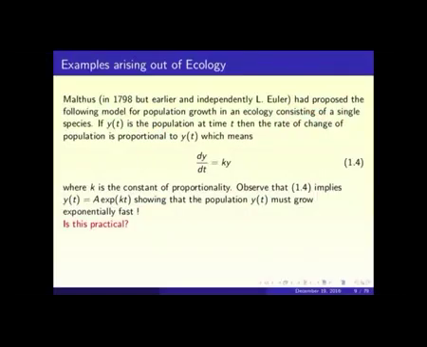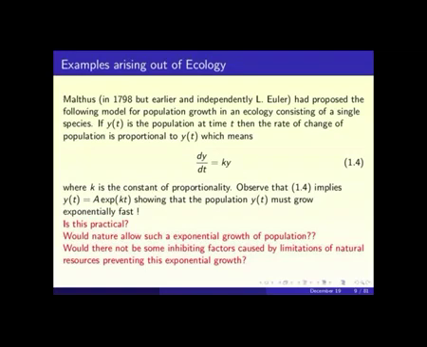Let us ask ourselves a couple of questions. Is this practical? Can population really grow exponentially fast over an unlimited amount of time? Would nature allow such an exponential growth of population? Would there not be some inhibiting factors caused by, say, limitations of natural resources which will prevent this exponential growth? We know that this cannot continue. The population cannot keep on growing exponentially fast. At some point of time, there must be some mechanism by which this is stopped.